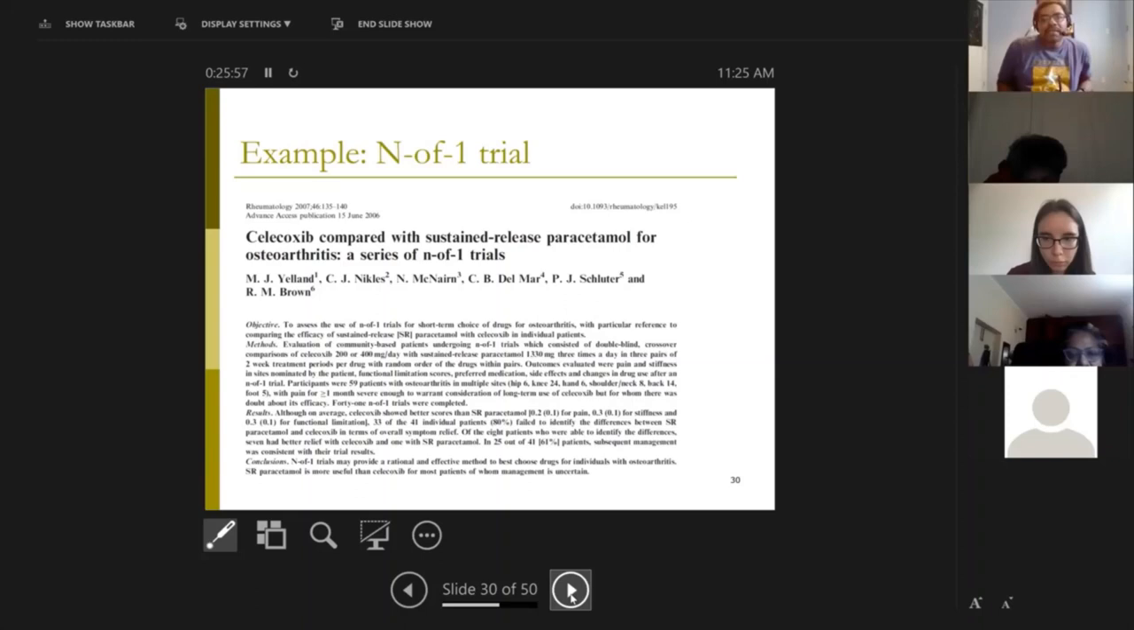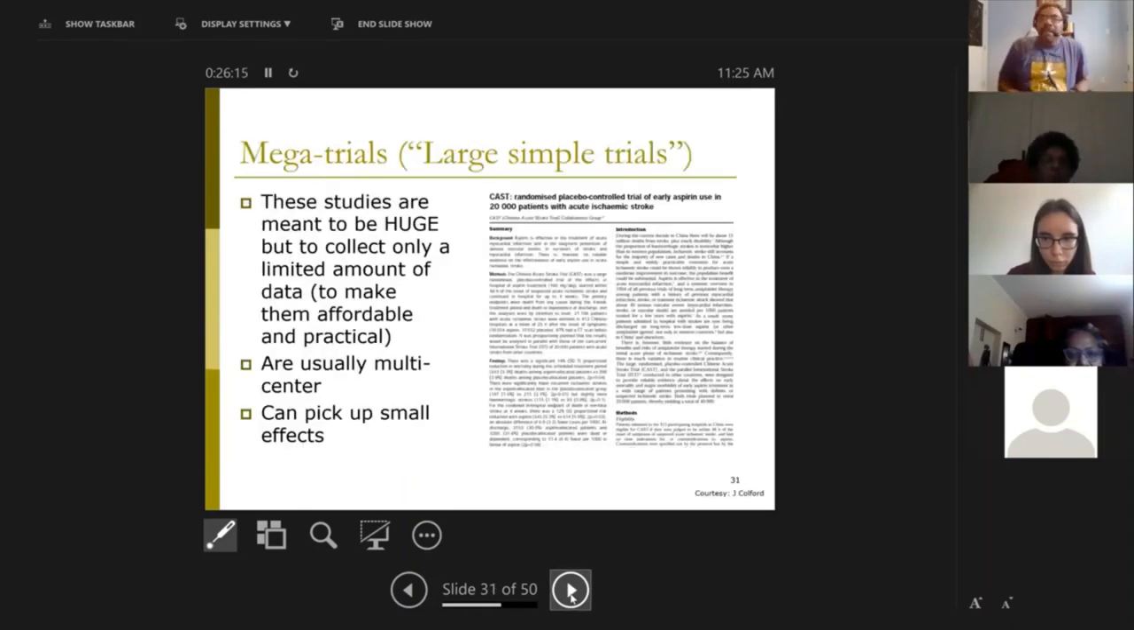So here's an example. Celecoxib compared to sustained-release paracetamol for osteoarthritis, a series of N of one trials. If you did 50 such N of one trials and you aggregated them, then that becomes a useful exercise to see what drug is working or not working. Mega trials are also called large, simple trials. This was proposed years ago by Richard Peto and others who said, look, by then medicine had reached a stage where it was increasingly becoming difficult to identify what we call small effects.